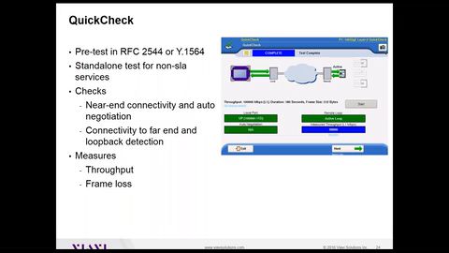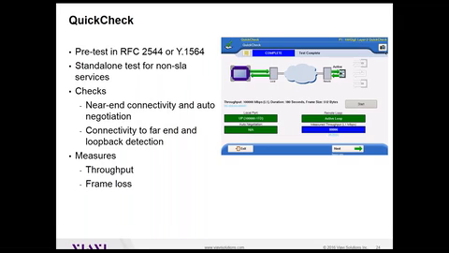You can think about this as automating some of the methods and procedures around just getting basic connectivity tested and in place. Or the other alternative for using Quick Check is as a standalone test for non-SLA services like we talked about before, either the best effort internet access, internal links, or maybe testing network equipment.